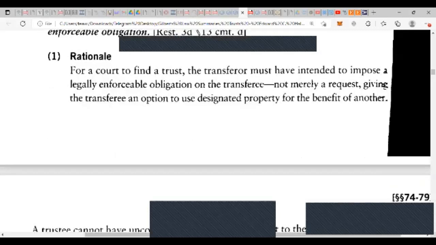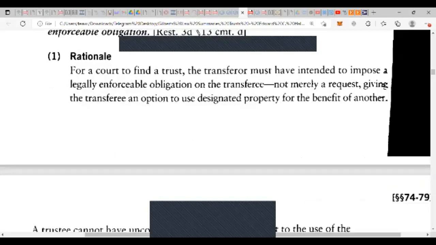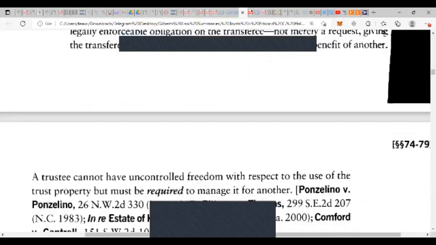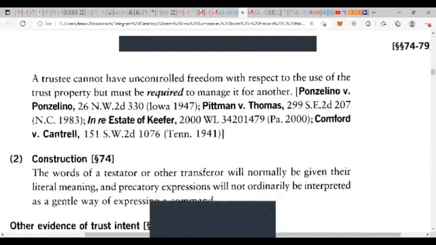Number one, rationale. For a court to find a trust, the transferor must have intended to impose a legally enforceable obligation on the transferee, not merely a request giving the transferee an option to use designated property for the benefit of another. A trustee cannot have uncontrolled freedom with respect to the use of the trust property, but must be required to manage it for another.